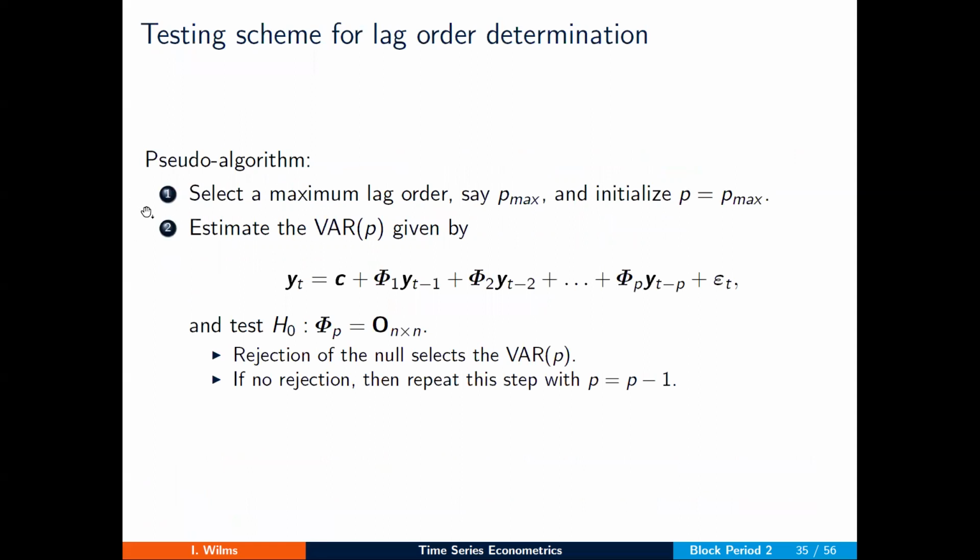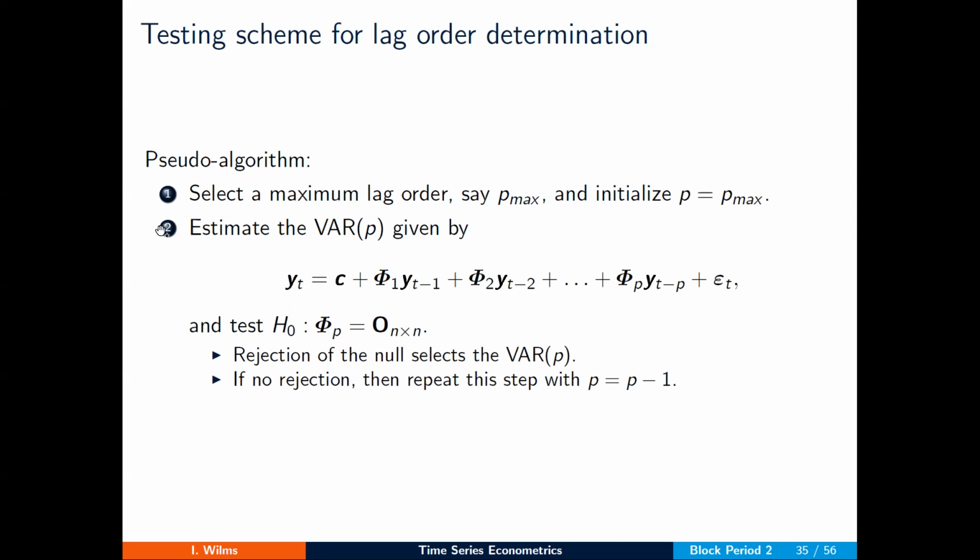How does the sequential hypothesis test work? You can start in this procedure from a very large possible lag order. Remember, we want to determine how many lags we want to include in the VAR. So let's just start from a large possible lag order, let's say, for instance, 10 lags to make things a bit more concrete. And then we will perform a sequence of hypothesis tests, each time testing the nullity of the highest order coefficient matrix.